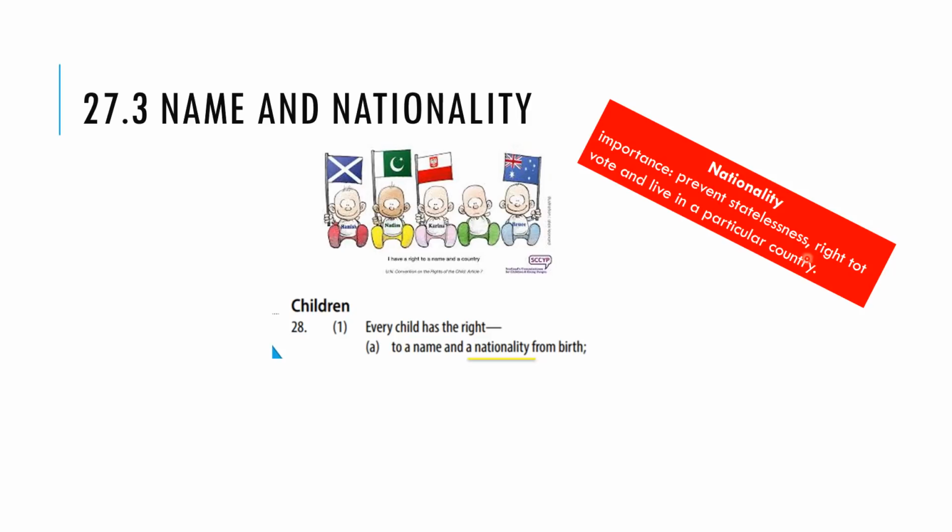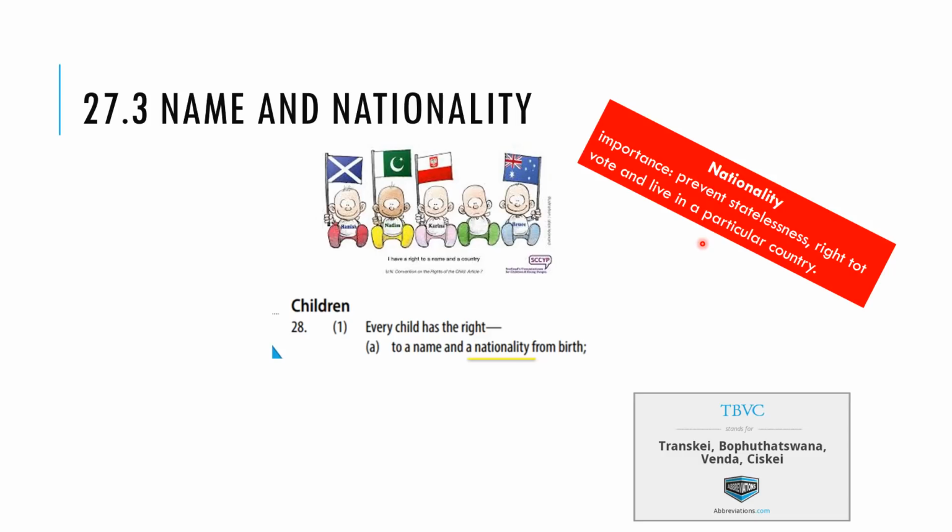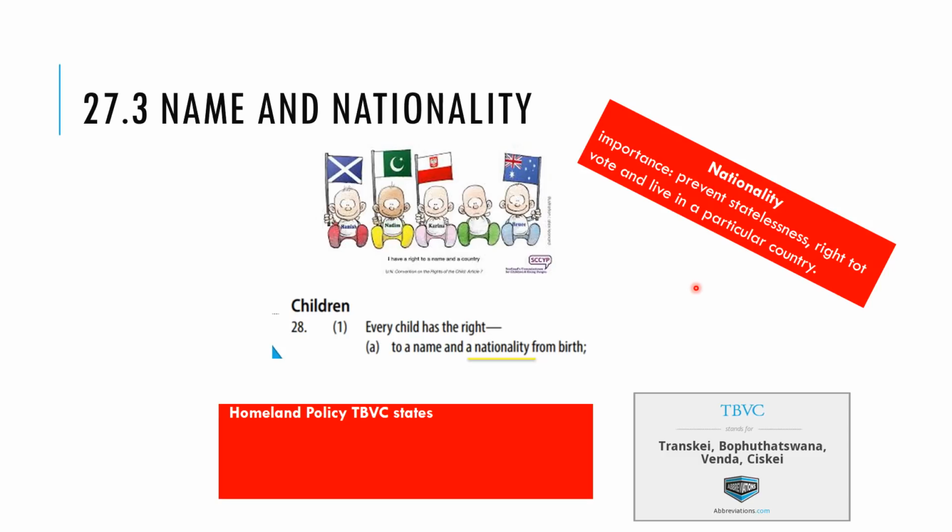And that obviously means that there's no protection from any country. It is also there to give you the right to vote and the right to live in a particular country. Now in South Africa, we used to have during the apartheid era the TBVC states, which is the states of Transkei, Bophuthatswana, Venda, and Ciskei. The fact that we have these states is one of the many reasons why the right to a nationality is such an important thing in South Africa.